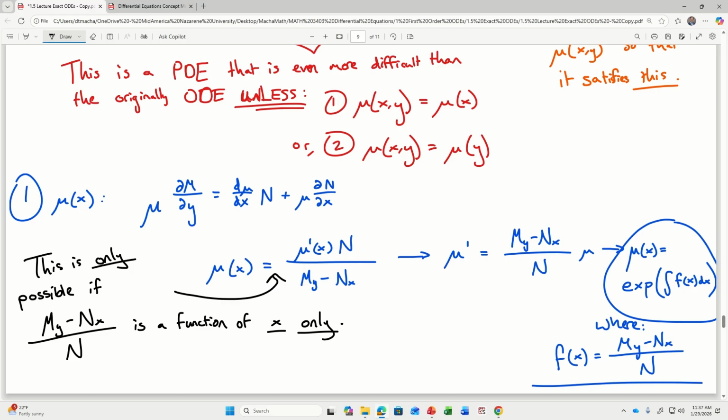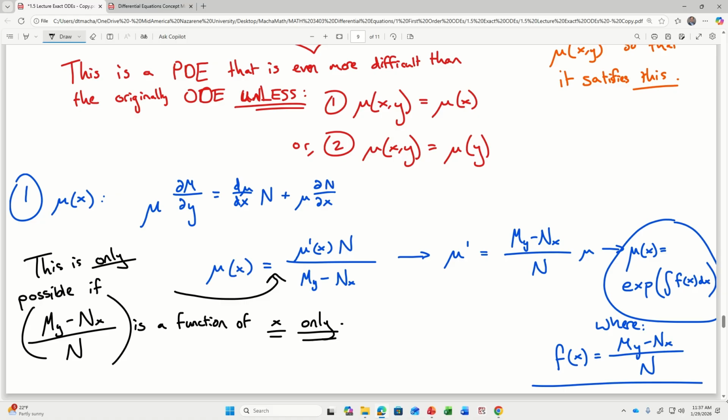Mu prime then is obviously a function of x only, and what am I multiplying mu prime by? Well, I'm actually dividing mu prime by this whole expression I just wrote down. And so that means this expression has to be a function of x only. If not, I would have y's here and then I would have y's there. So that's something I gotta check. We have to check this criterion to make sure this is a function of x only. Otherwise, we can't use an integrating factor as a function of x.